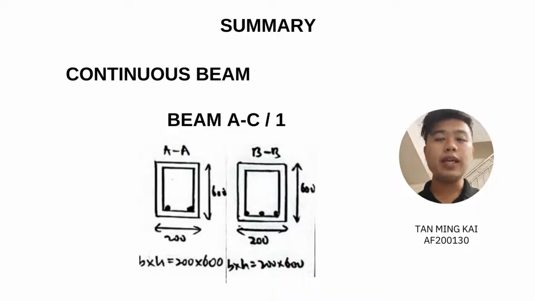In this summary, we'll try to focus on continuous beams only. The beams A to C/1, the beam size for the section AA and the section BB are the same, which is 200 times 600 millimeters. No compression reinforcement is required for the beam. However, the tension reinforcement for the section AA needs 2 bars, while section BB needs 3 bars.